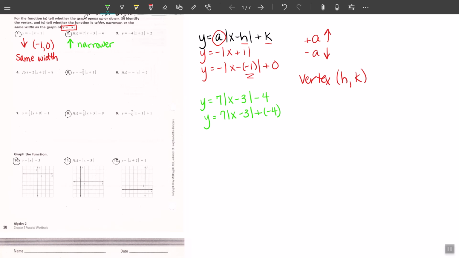And then the vertex, we're going to go in and grab our h value for our x coordinate and our k value for our y coordinate. And so we would end up with 3, -4 as our vertex, and that is going to be a minimum because our graph is opening upward. That 3, -4 is the minimum point on this graph.